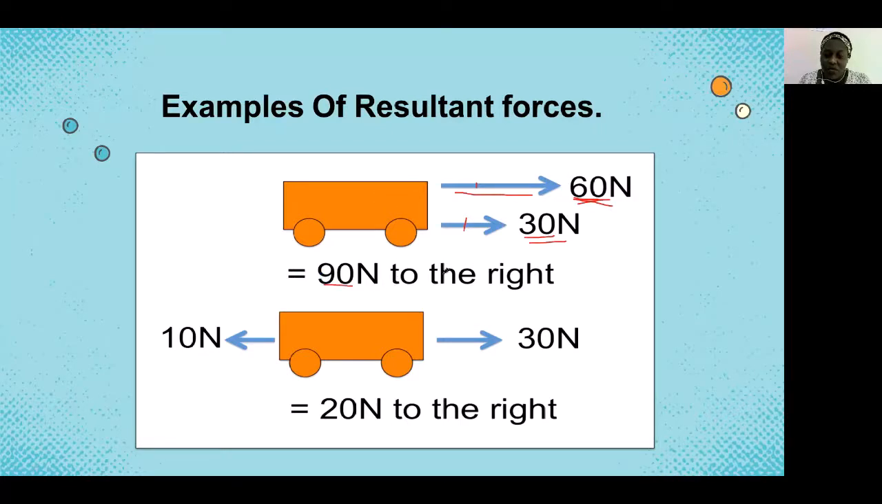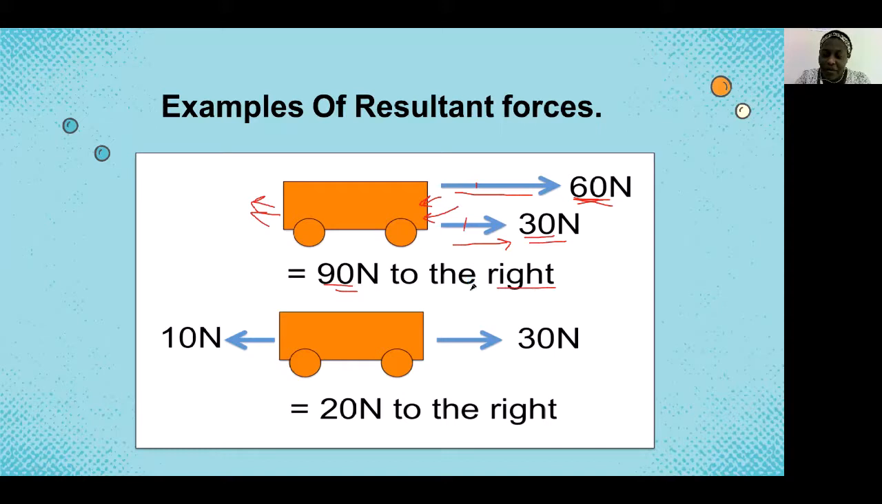And this object will move towards the right. It will not move like this. No. Why? It can't move like this because there is no force being applied from this direction. If the force is applied from this direction, then this object will move towards that direction. But because there is no force acting towards the left, we have only the two forces acting towards the right. So we add them together, 60 plus 30, and you get 90. Then you get the total amount of force used to move this object. It is 90 newtons, and this object will move towards the right.